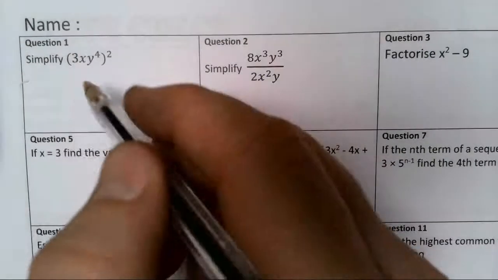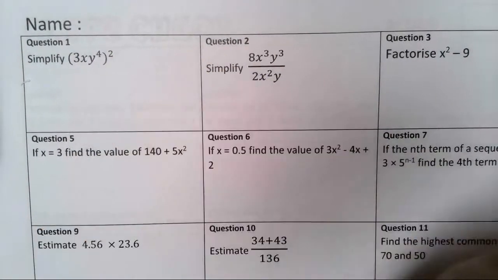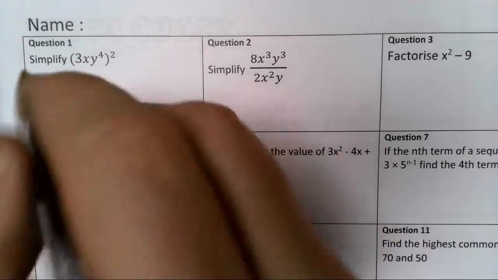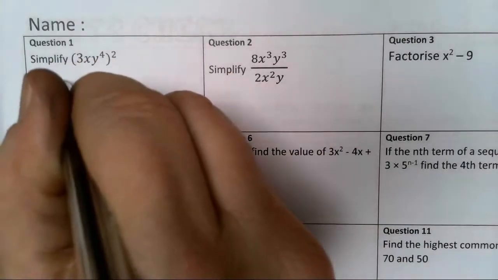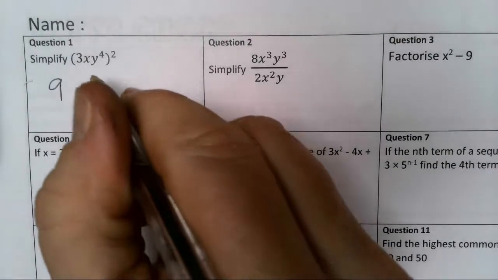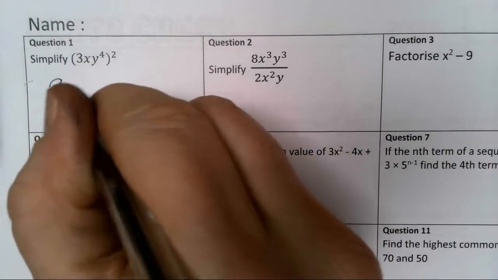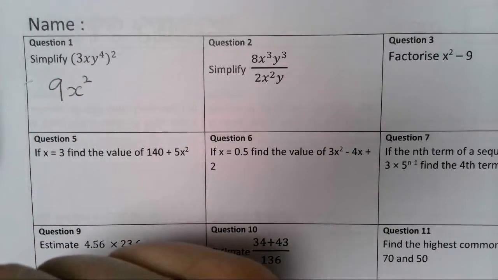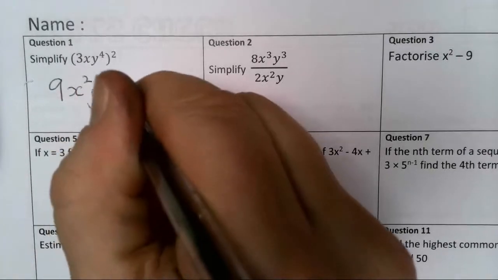Question 1, we've got 3x to the power 1, y to the power 4, all squared. The coefficient becomes squared, so that's 9. Then we've got x times by x, which would give me x squared, and y to the 4 times by y to the 4, which would give me y to the 8.